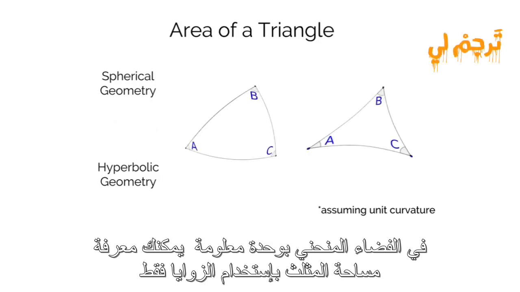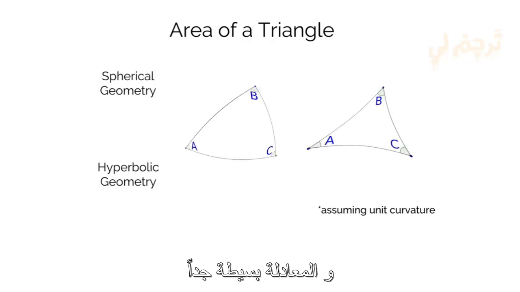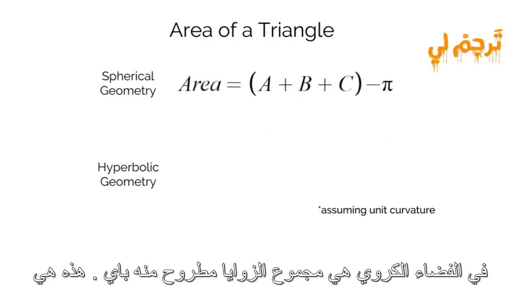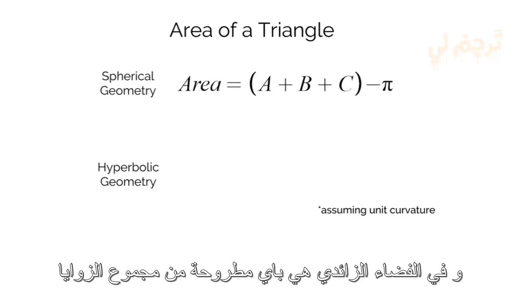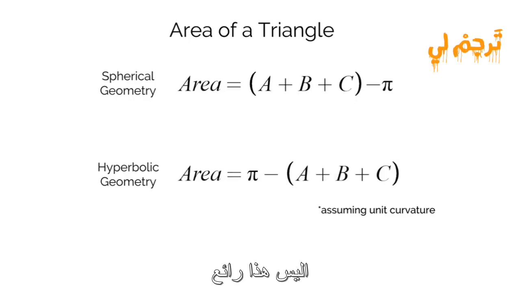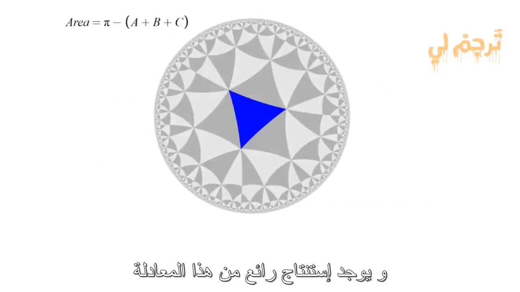And finally, this was one of the coolest formulas, and there's no Euclidean version of it. In a unit curved space, you can find the area of any triangle given only its angles. And the formula is so simple. For spherical space, it's just the sum of the angles minus pi. That's it. In hyperbolic space, it's pi minus the sum of the angles. Isn't that neat?